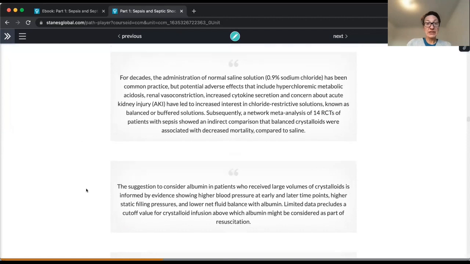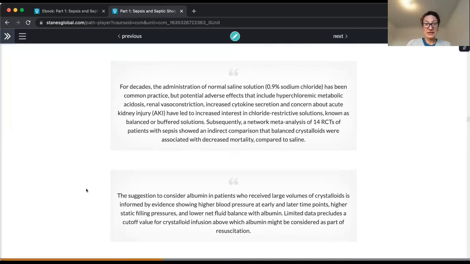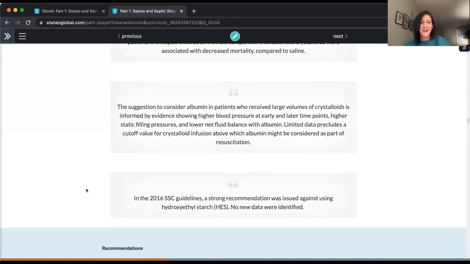Subsequently, a network meta-analysis of 14 RCTs, randomized controlled trials of patients with sepsis, comparing all these crystalloids, showed an indirect comparison that balanced crystalloids were associated with decreased mortality compared to saline. So using balanced solutions led to a better patient outcome. So no more saline, nay to saline, yay to balanced solutions. Okay, what about albumin? That was actually the answer.